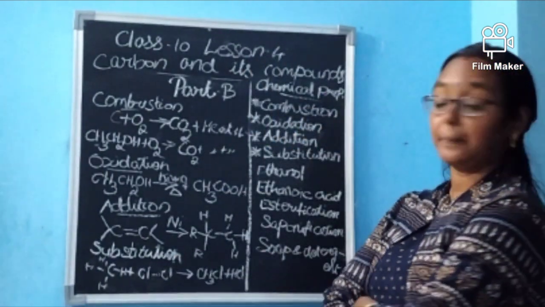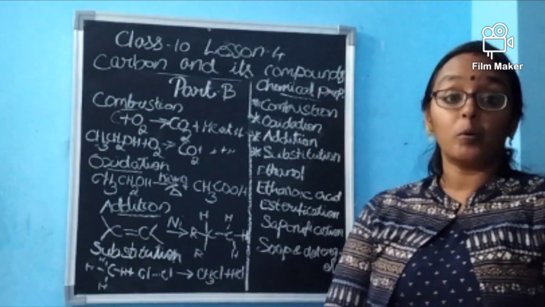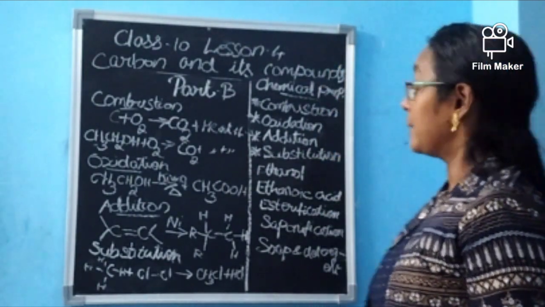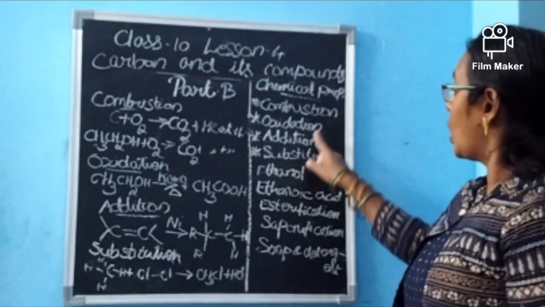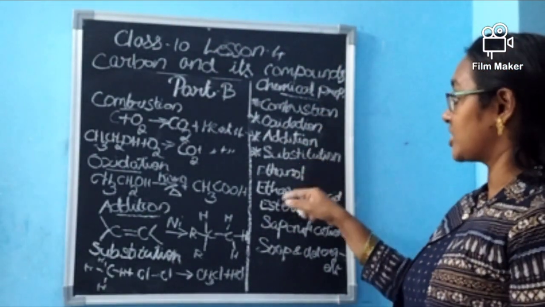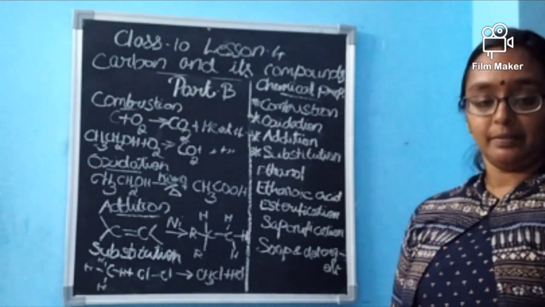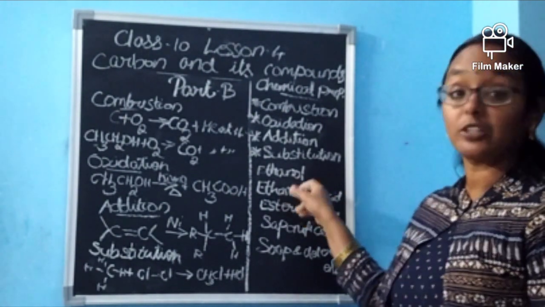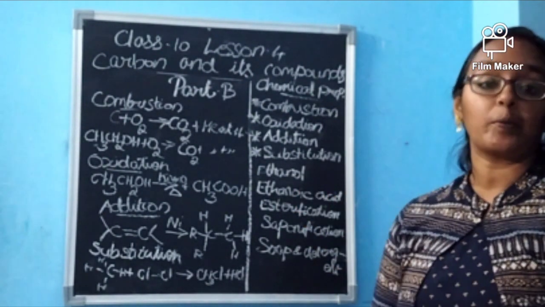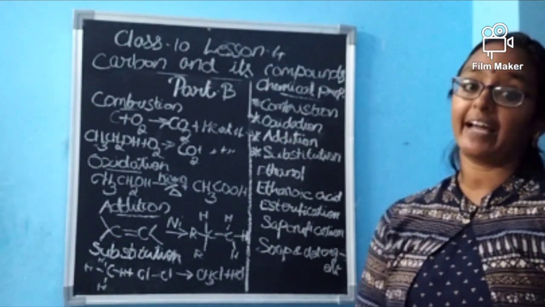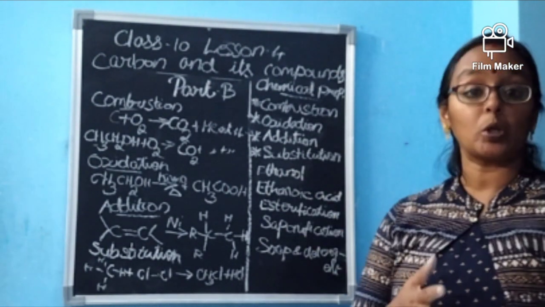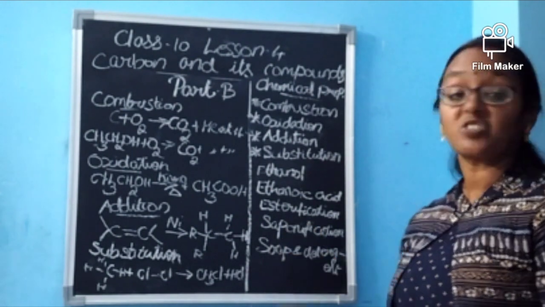Dears, now it's part B. In part B, we are moving to see the chemical reactions mainly: combustion reaction, oxidation reaction, addition reaction and substitution reaction. Then the important things like ethanol. What is the speciality and properties of ethanol, how it will react, all these we will see. About ethanoic acid, and then about the esterification reaction.